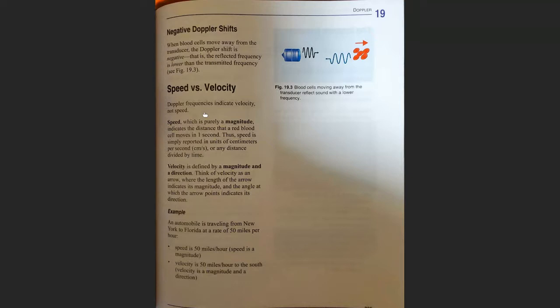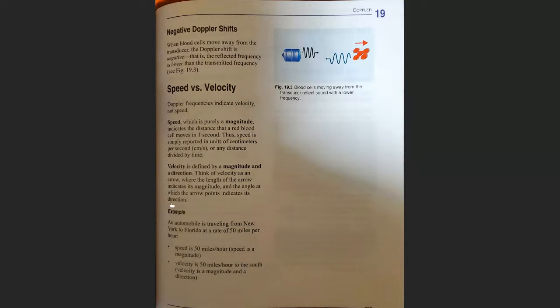Now speed, you know this from your earlier physics, is purely a magnitude, and that's the distance that it moves in 1 second. Whether it is coming towards you or going away, the speed is simply recorded in units of centimeters per second or any other distance divided by time. Velocity is defined by a magnitude and a direction. You all know that. That's a vector. Think of velocity as an arrow: the length of the arrow is the magnitude, and the angle at which the arrow points is the direction.